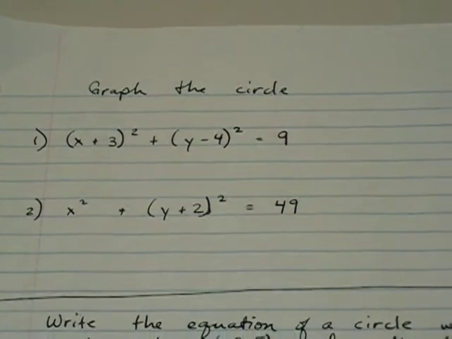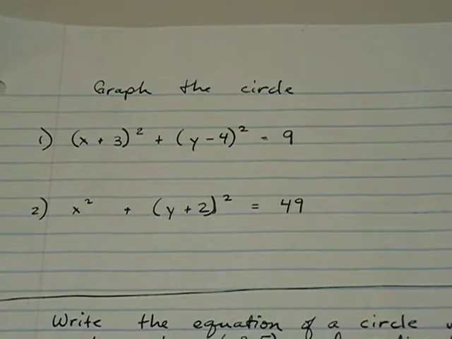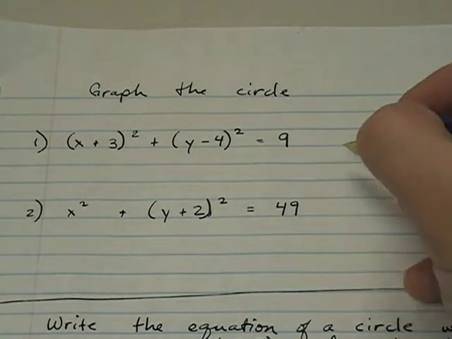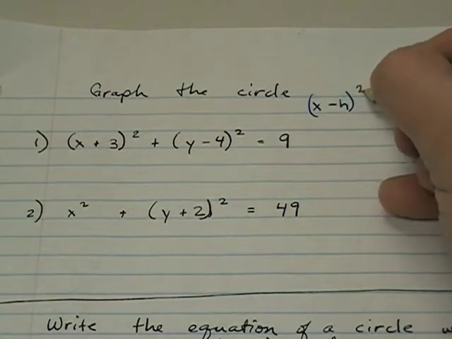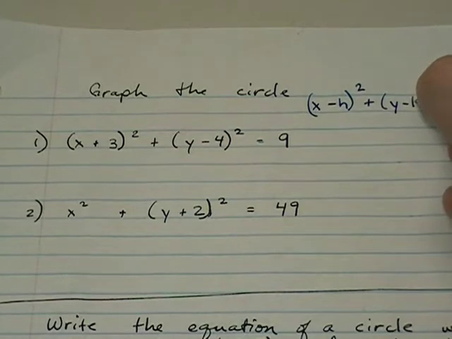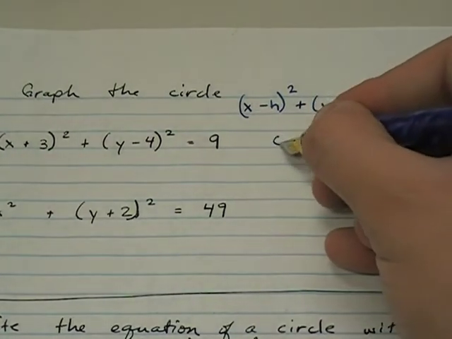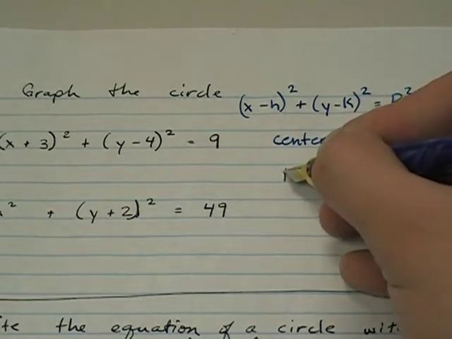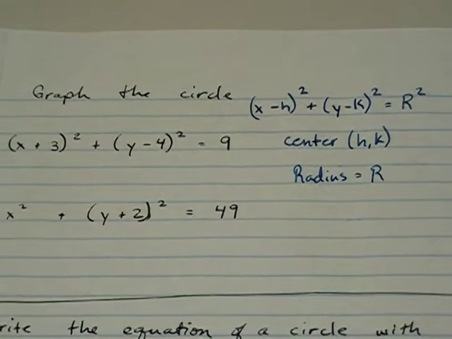Hello and welcome back. Today we've been asked to graph a circle, and we've actually been given two different equations. And please, I want you to recall that given a particular circle, if the formula is in the format x minus h squared plus y minus k squared equals r squared, then the center will always be at h comma k, and the radius will always be r. Now what does that mean for us?